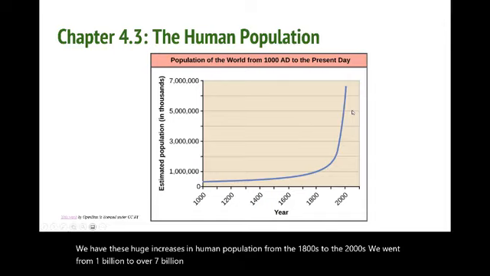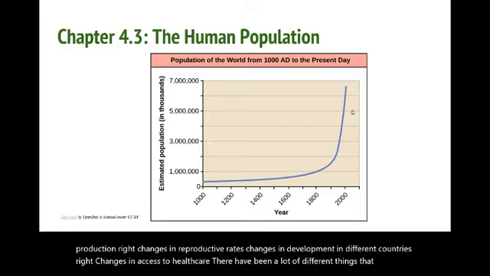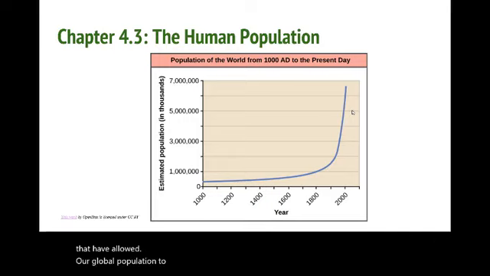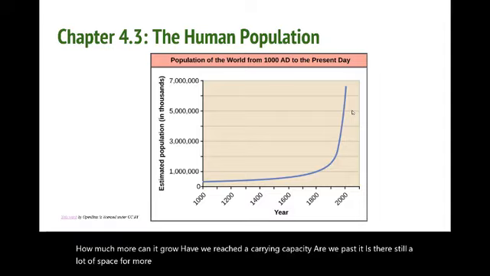And a lot of that has been due to changes in food production, right? Changes in reproductive rates, changes in development in different countries, right? Changes in access to healthcare. There have been a lot of different things that have allowed our global population to really explode. And now the question that people want to consider is, how much more can it grow? Have we reached a carrying capacity? Are we past it? Is there still a lot of space for more growth? And decisions and ideas on that really vary from person to person.